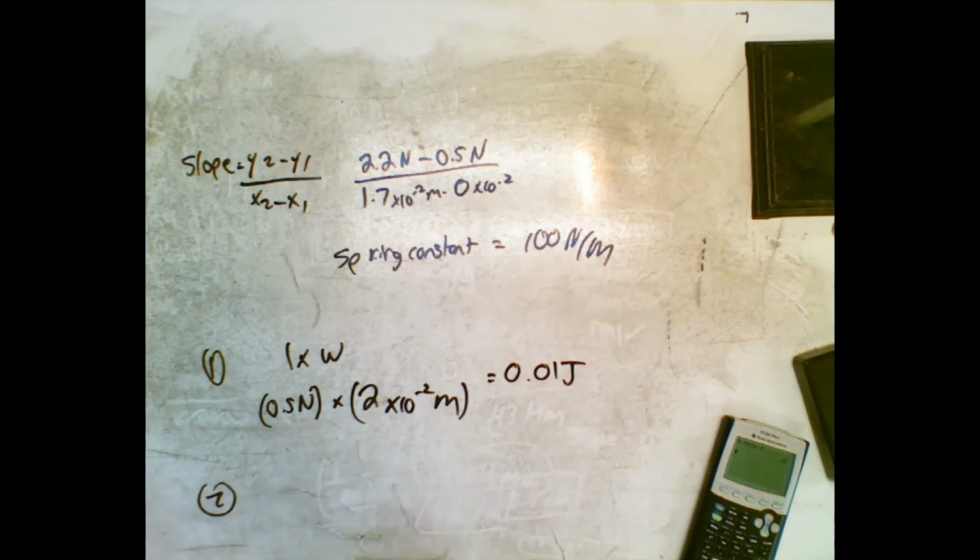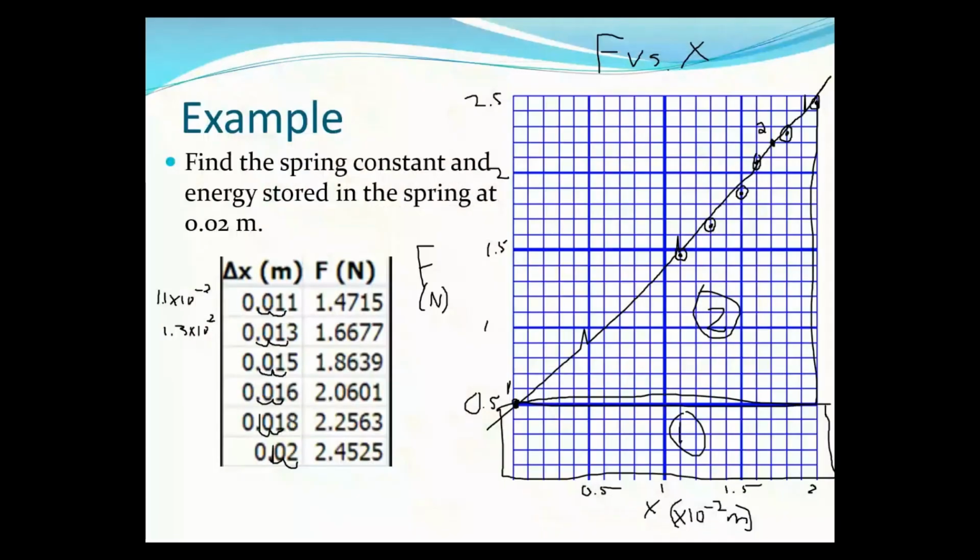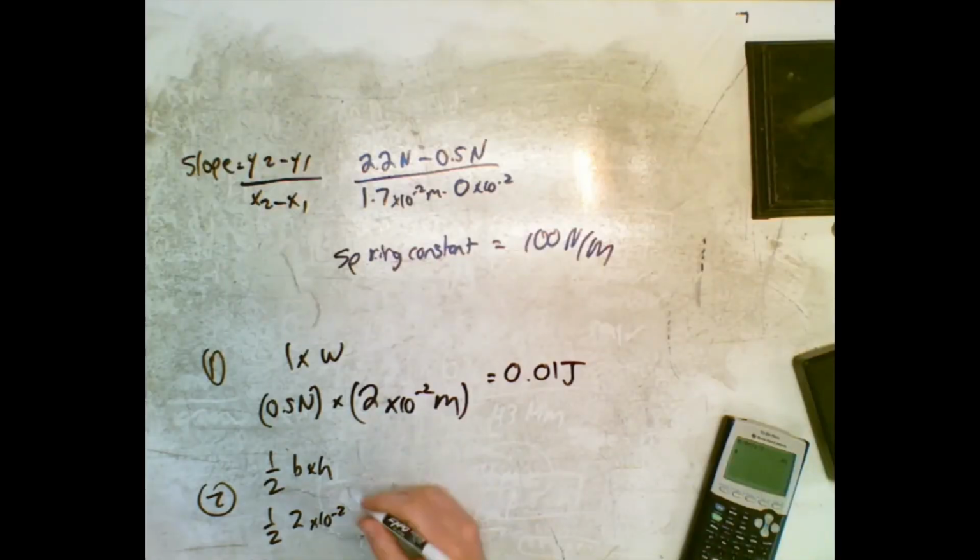And then for our second one, it's a triangle. So it's going to be 1/2 base times height. My base looks like it's 2 times 10 to the negative 2. And my height goes up to about 2.5, but it only starts at 0.5. So my height here is going to be 2. So 2 times 10 to the negative 2 meters times my height, which is 2 newtons.